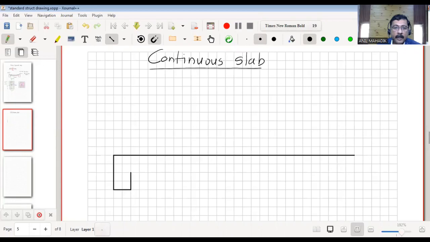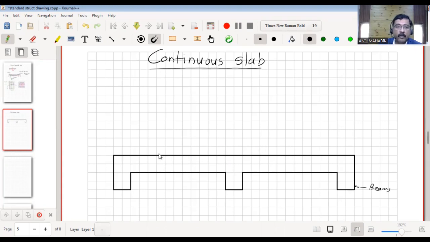Let's say there are 3 beams and there is a slab supported on that. So for example, this is your slab and these are your beams. These are beams. And this is slab 1, slab 2, let's say.